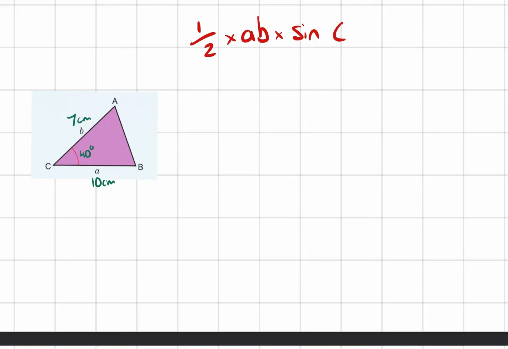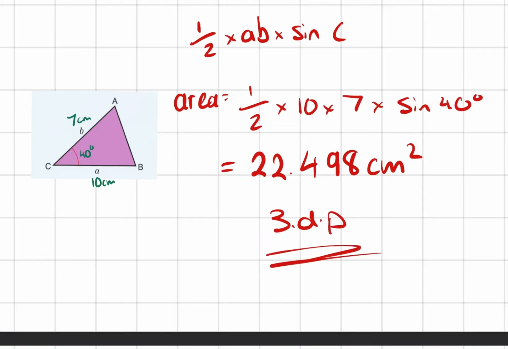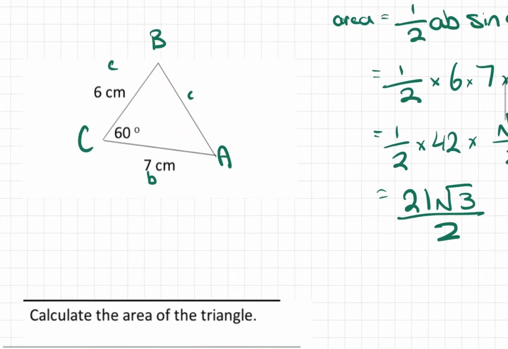We can plug some stuff in. A is 10 centimeters and B is 7. So the area is going to equal half multiplied by 10 multiplied by 7 multiplied by sine of 40 degrees. Plug that into your calculator: 0.5 times 10 times 7 times sine of 40 degrees. You get an answer of 22.498 centimeters squared. I've done that to 3 decimal places. There we are. Okay, let's look at another example here.